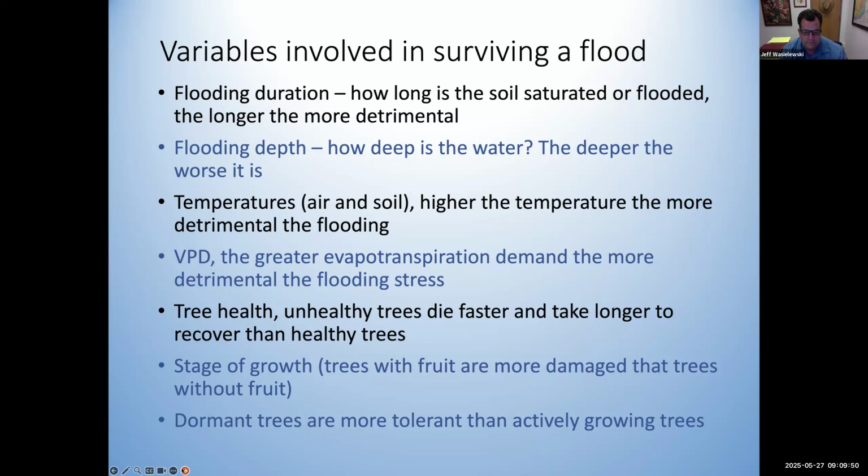Tree health. This is something when you have unhealthy trees, they can get hit by a lot of things, including flood stress, and unhealthy trees will die faster, take longer to recover than healthy trees. What about the stage of growth? Trees with fruit are more damaged than trees without fruit. So if the trees are carrying a load of fruit, they're putting a lot of energy into that, they're not going to be able to survive the flooding or do well with it. Dormant trees are more tolerant than actively growing trees.